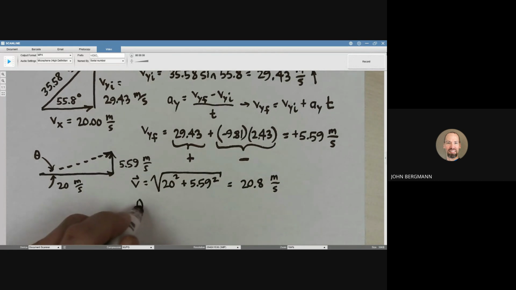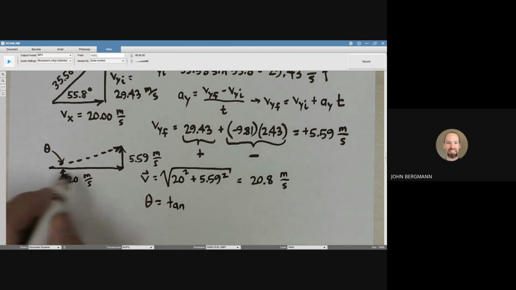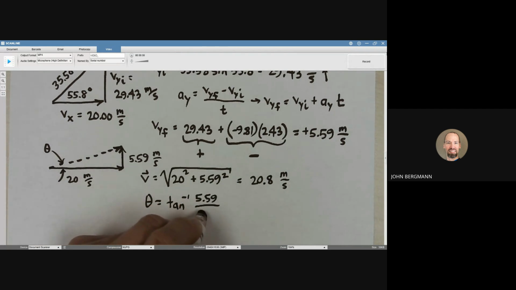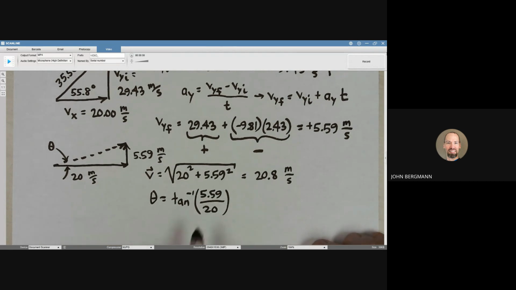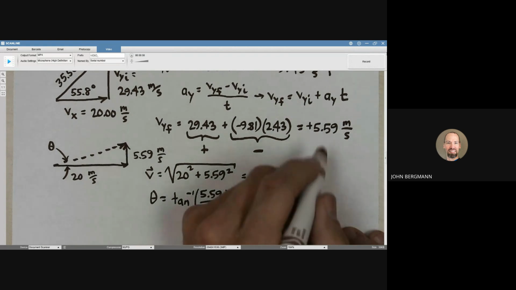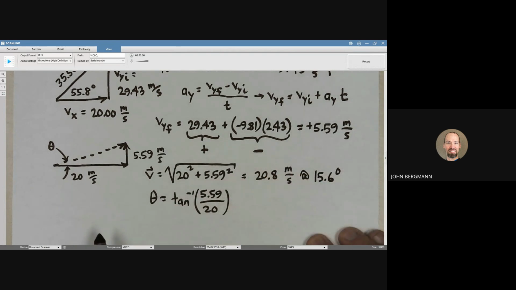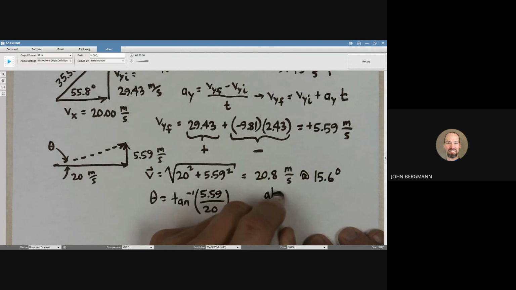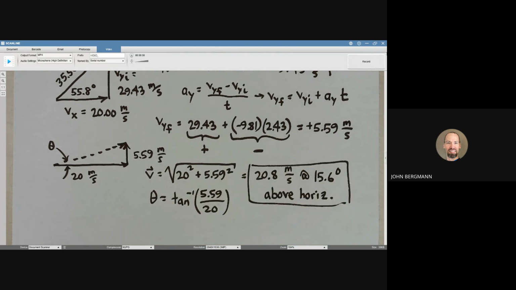And then how do we find the angle? We did this a lot when we were adding vectors. We take the inverse tangent of opposite over adjacent. We want our angle in degrees, so we want to make sure our calculator is in degree mode. You check it out. It comes out to be 15.6 degrees. 15.6 degrees what? Above horizontal. That's the velocity of that set of golf clubs, 2.43 seconds after we launch it.